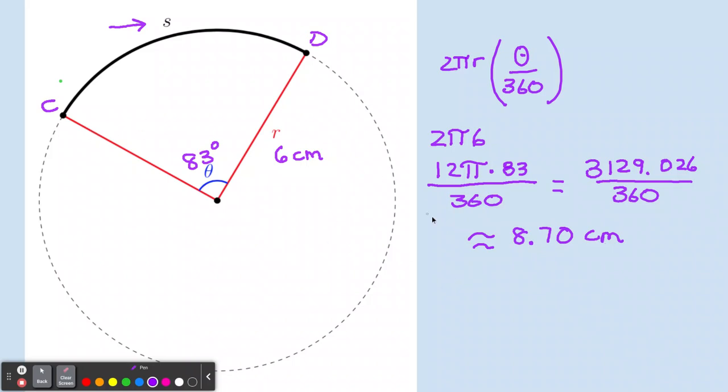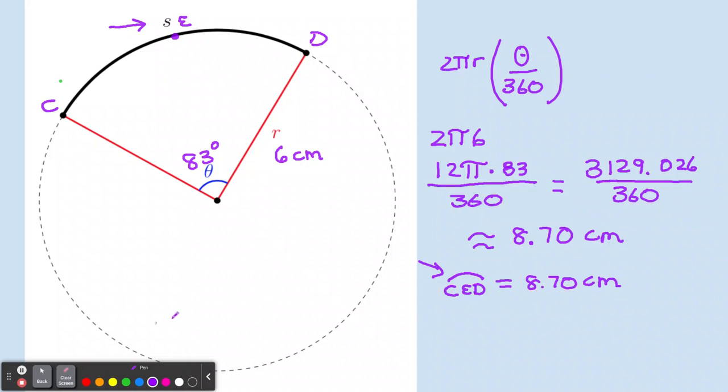So the length CD would be 8.70. And sometimes what they'll do is they'll put also a letter in here. We'll just say E. So you can say that's the symbol here: arc CED, whatever we're using with letters, equals 8.70 centimeters. See that symbol over there.